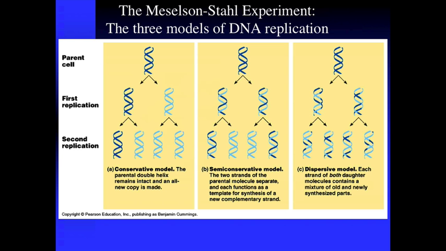Everybody see it? If it's dispersive, what am I going to get? They're going to be all sort of a mix, aren't they? And the more I do this in light nitrogen, the larger proportion of each DNA molecule is going to be light. And so in this next generation, I'm going to get a single band that is medium light, because I'm increasing the proportion of light nitrogen in all replicates.